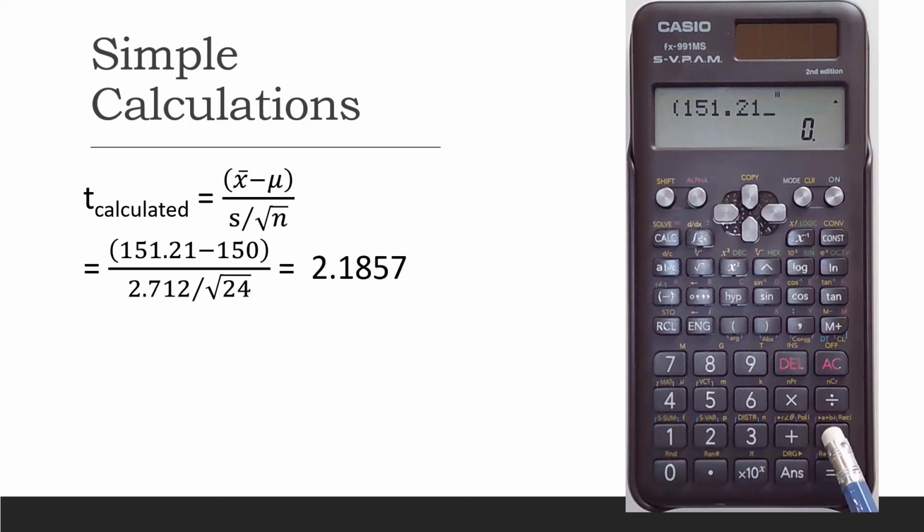151.21 minus 150, which is the value of mu, then the bracket closed, and then I will say divided by, and in the denominator itself I will start with the bracket. So everything in the denominator will be in the bracket, which is 2.712 divided by square root of 24. So square root of 24, and this is the bracket for the denominator, and if I press OK, this gives me the value as 2.1857. So this is how you will do this calculation to find out the t calculated.